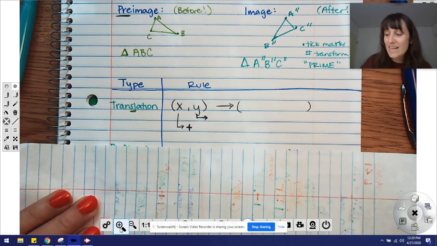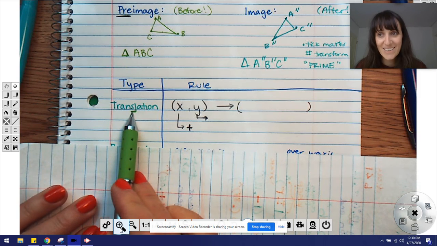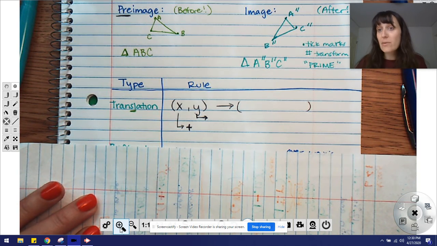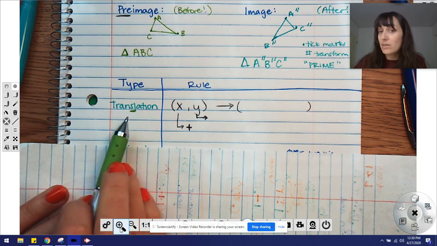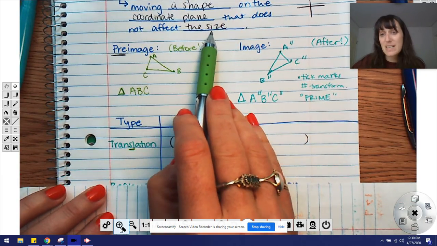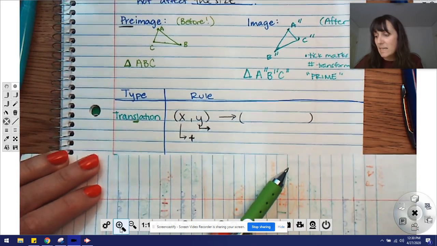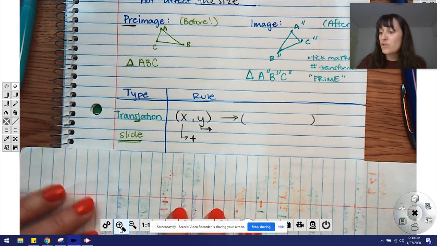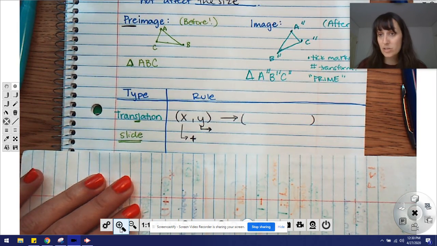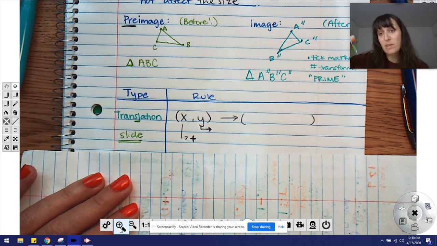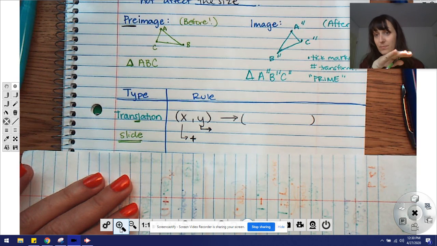A translation, when you think about translating like language, a sentence in Spanish, we would translate it to English, and it would change languages, but it wouldn't change meaning at all. So that's kind of like with transformations. It might change the location, but it doesn't change the size. It doesn't change the meaning of the shape. A translation is a slide. So for translations, we slide images around, and we can slide those images in 2 directions. We can move them horizontally or vertically.